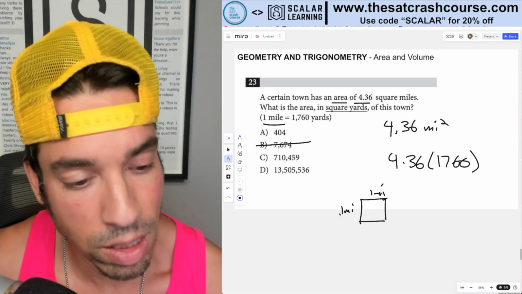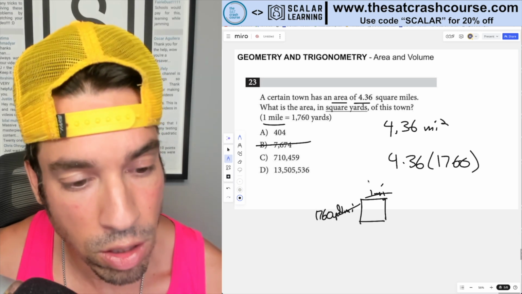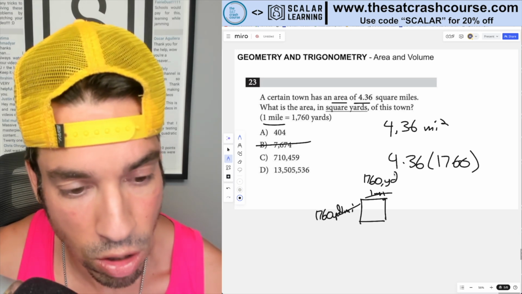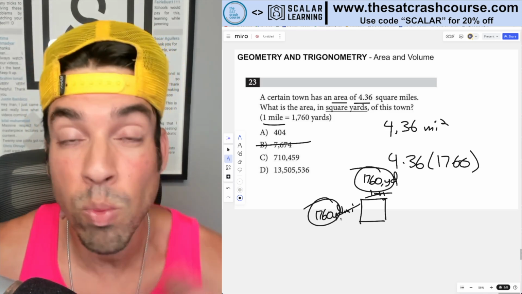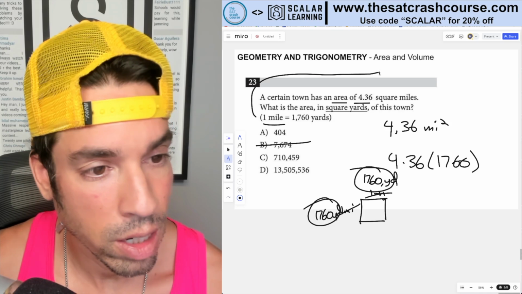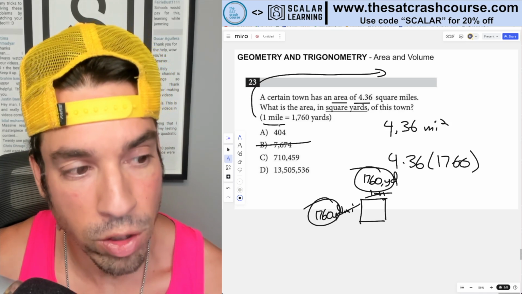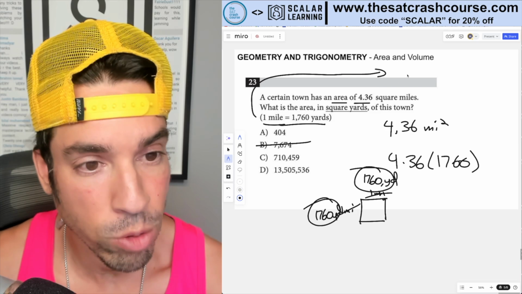But think again, because think about it. 1 mile would really be 1,760 yards by another mile, which is another 1,760 yards. And now to get the area, you multiply these two together. So it'd be way bigger than 1,760. It'd be 1,760 squared. So as a shortcut, if you're ever trying to convert between square units and they give you the conversion for just the straight up length measurement, what you do is this.